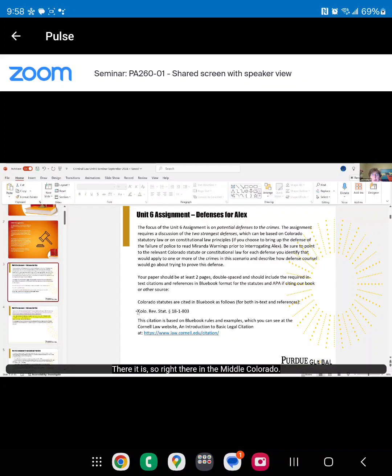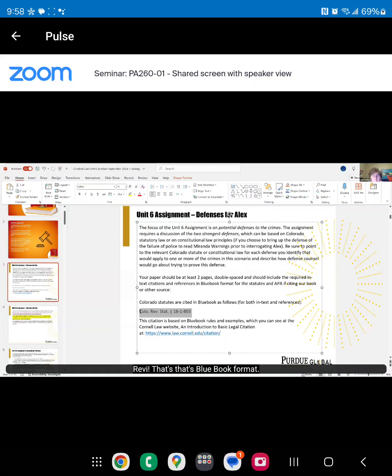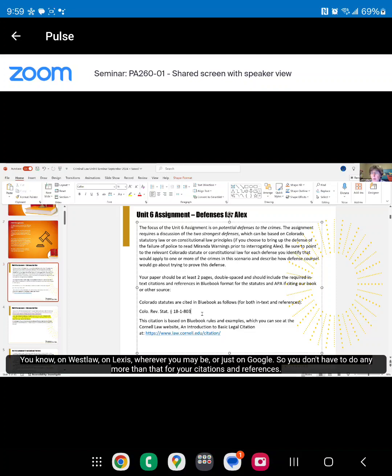There it is. Right there in the middle, Colorado Revised Statutes, that's Blue Book format. I can't copy that for some reason, but that's really all you need. You can just use that in the reference too. You don't have to put the whole link and all of that, because the beauty of Blue Book is it tells you exactly where you can find that statute on Westlaw, on Lexis, wherever you may be, or just on Google. So you don't have to do any more than that for your citations and references.